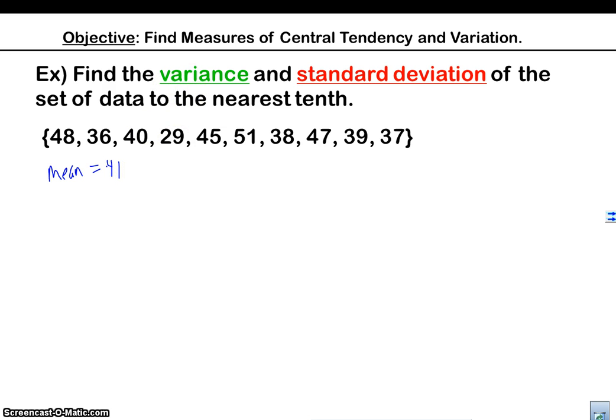So then, to find the variance, what I'm going to do is take each of these and subtract the mean. So I'm going to do 48 minus 41, and then 36 minus 41, and then 40 minus 41, and so forth. And then when I find whatever that is, I'm going to square that.